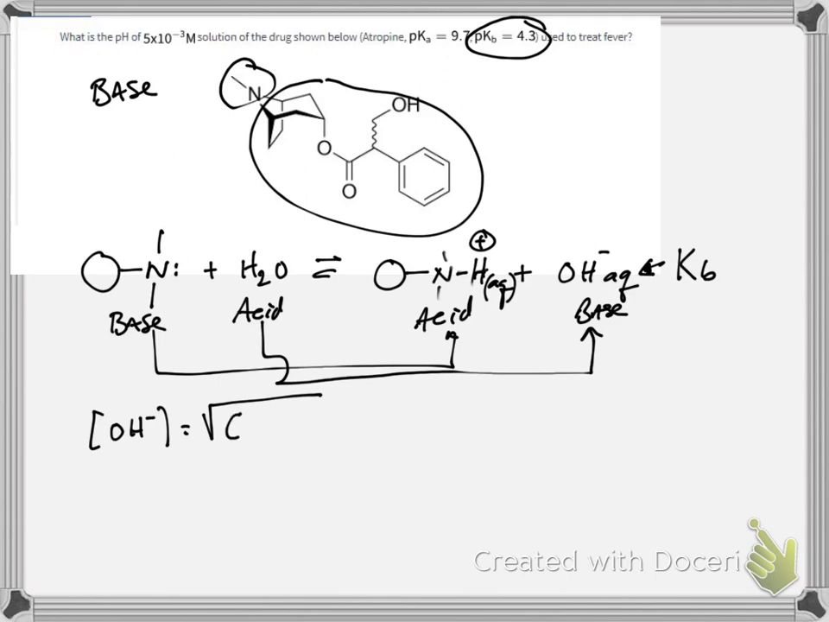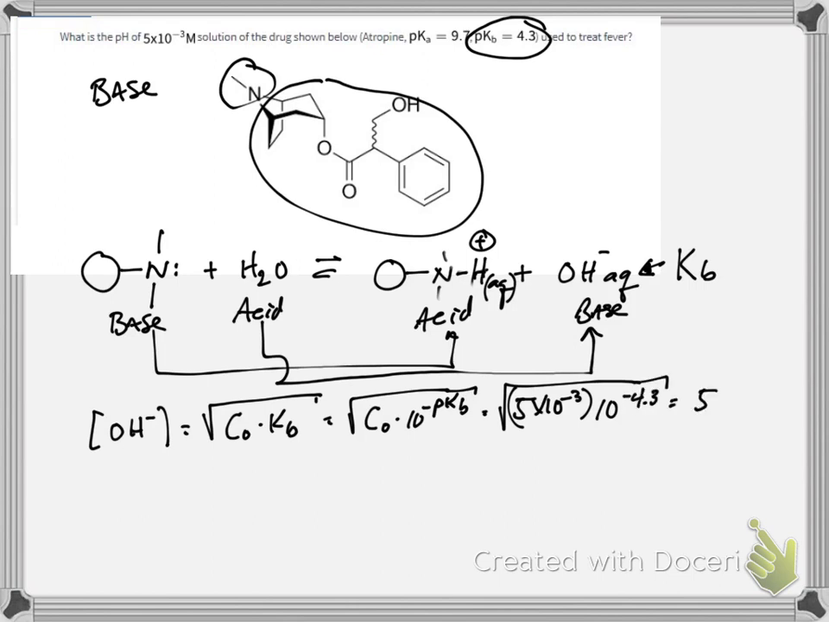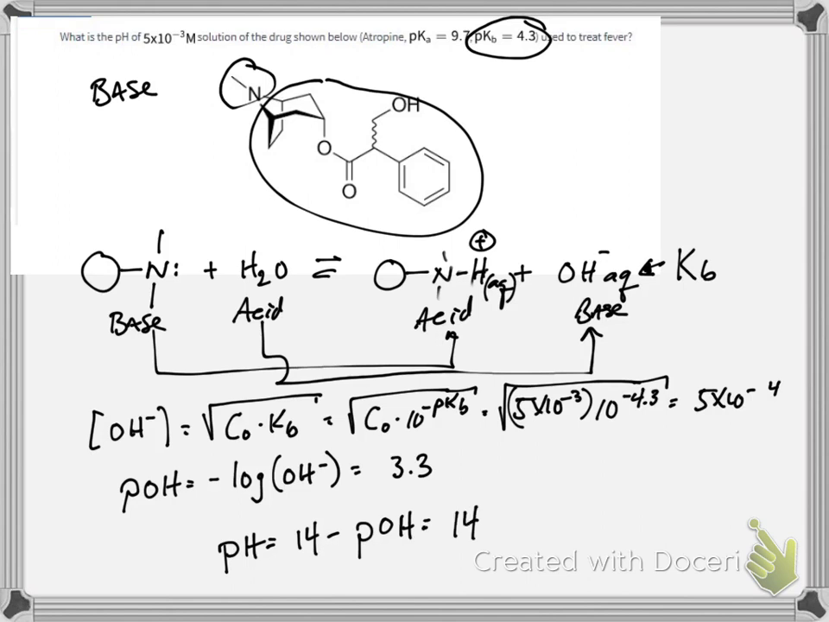All right, so we can solve for hydroxide ion here, C0 times Kb, or C0 times 10 to the minus pKb. We can readily calculate the concentration of hydroxide ion as 5 times 10 to the minus 4. We can then use that value by taking the minus log of the concentration of hydroxide to get pOH of 3.3. And the pH is 14 minus this, and you get 10.7. What you have to be careful about is that in a lot of these problems, 3.3 is going to be one of the answers for the pH, and it's not the pH, it's the pOH. So you have to be careful with that.